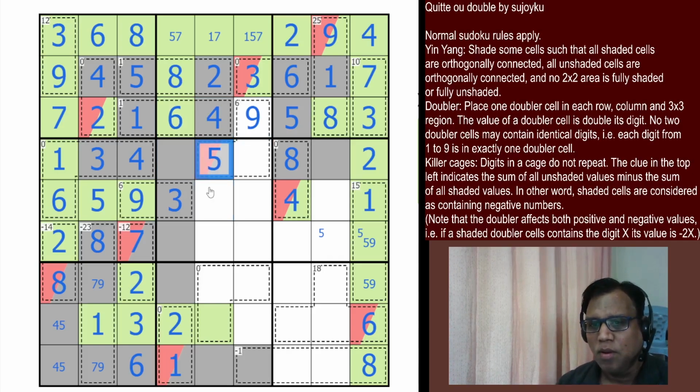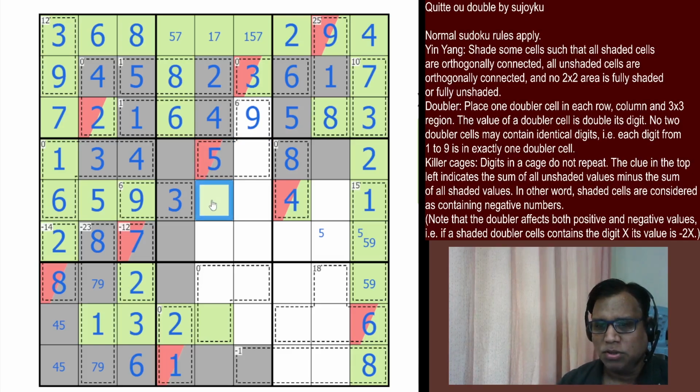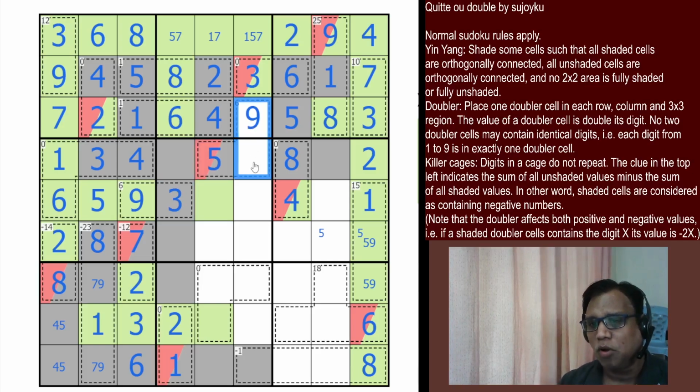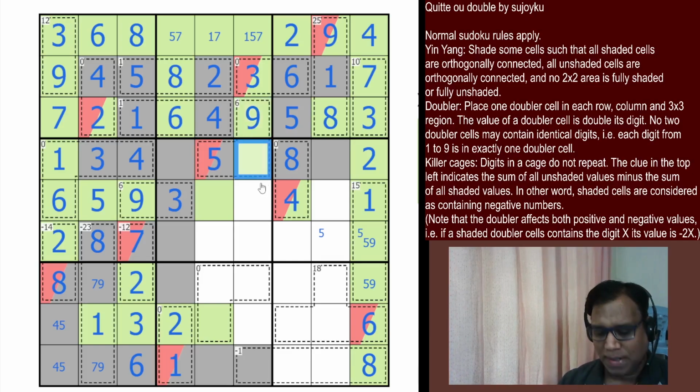Because now 5 becomes dark. So, first of all, let's do that. This is now unshaded, right? To avoid the pattern. But now because the 5 becomes dark, the value of this is minus 10. And the total value should be 6. So the value of this must be positive 6. The only possibility is they both are positive. This is 9 and this is 7.